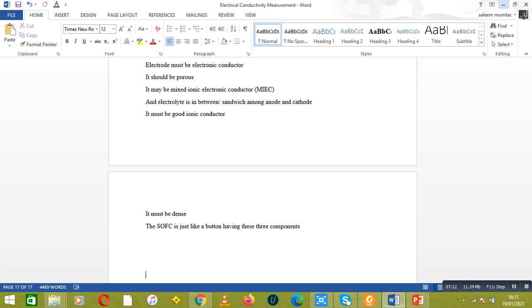So these are some characteristics which should be followed when you are making some anode material, some cathode material, or some electrolyte material. You should follow these properties and keep them in mind when selecting the material, either for the electrode or for the electrolyte material. So the solid oxide fuel cell is basically just like a button having three components, as I have already shown in the previous lecture.